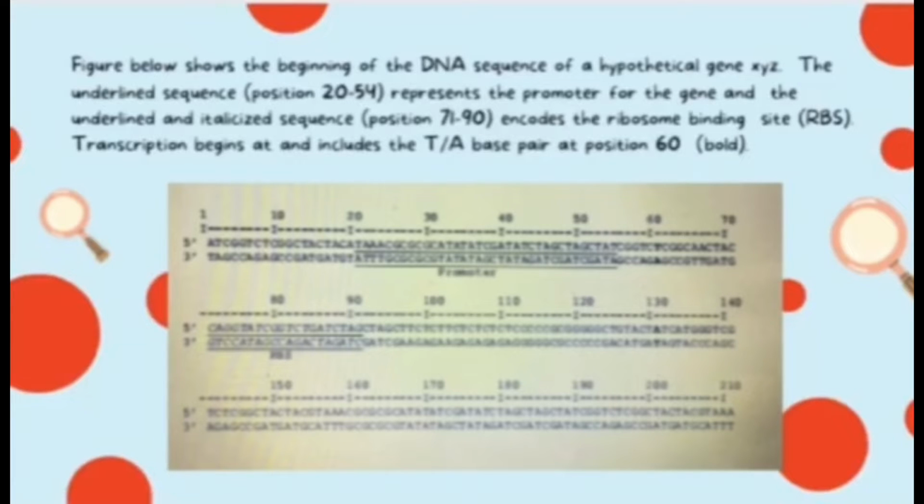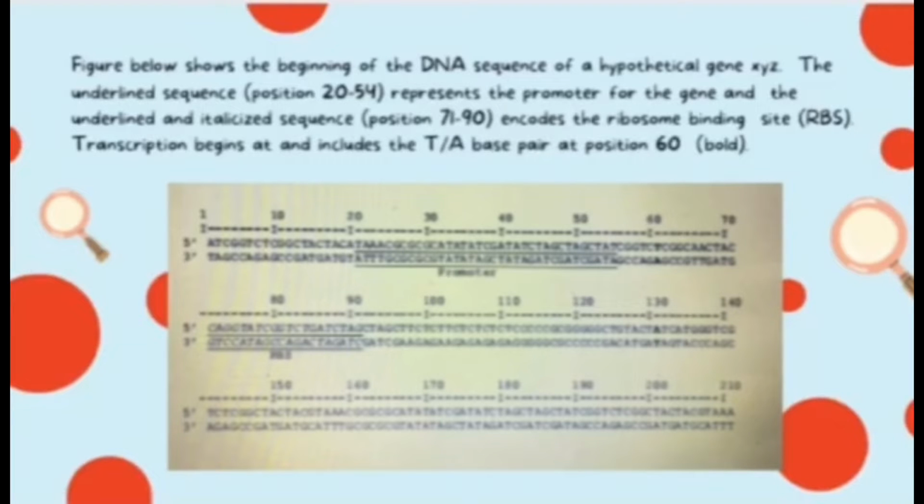So this is the information that was given to us. I'm just gonna read it. The figure below shows the beginning of the DNA sequence of a hypothetical gene XYZ. The underlined sequence, position 20 to 54, represents the promoter for the gene, and the underlined sequence, position 71 to 90, encodes the ribosome binding site, which is the RBS. Transcription begins at and includes the T or A base pair at position 60, which is the bold one.